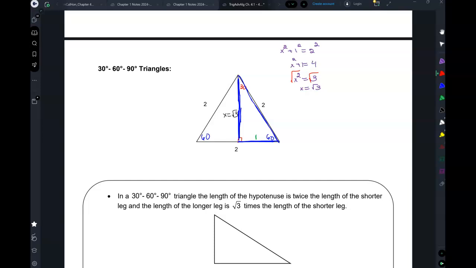This blue triangle is a right triangle. This one here is the hypotenuse, right? Now I have 2 legs. This one is the shorter leg. It faces the smaller angle of 30.